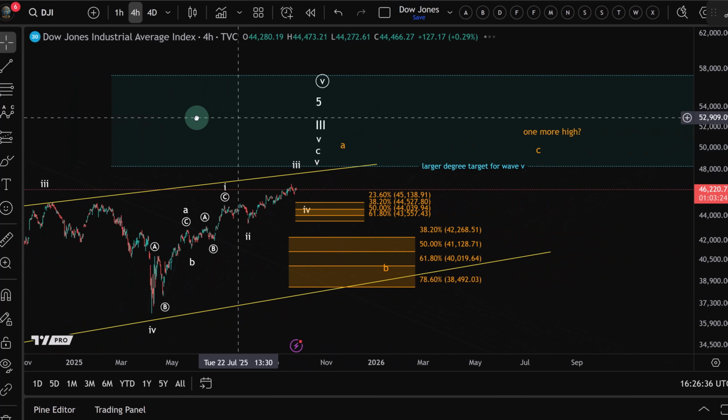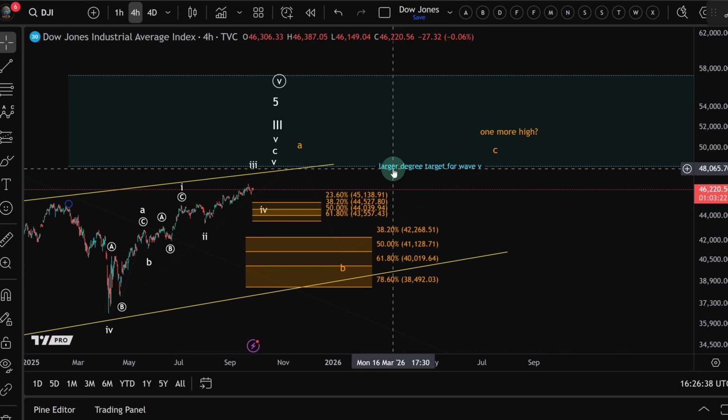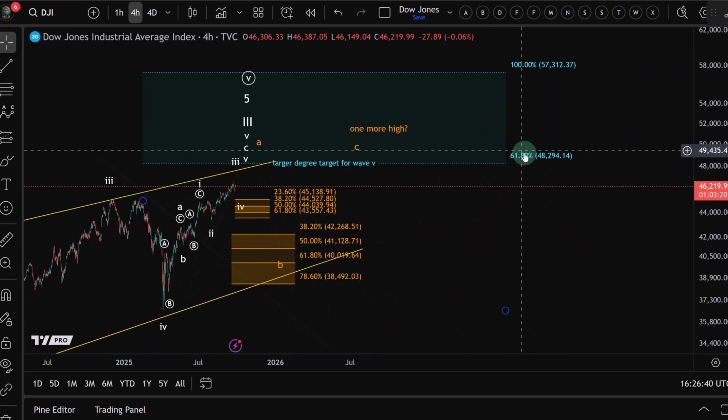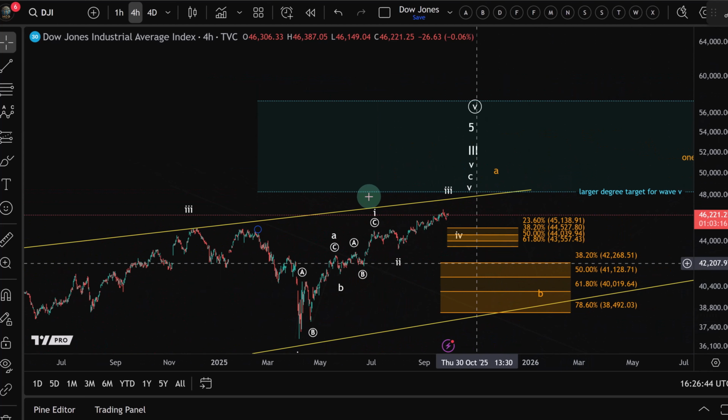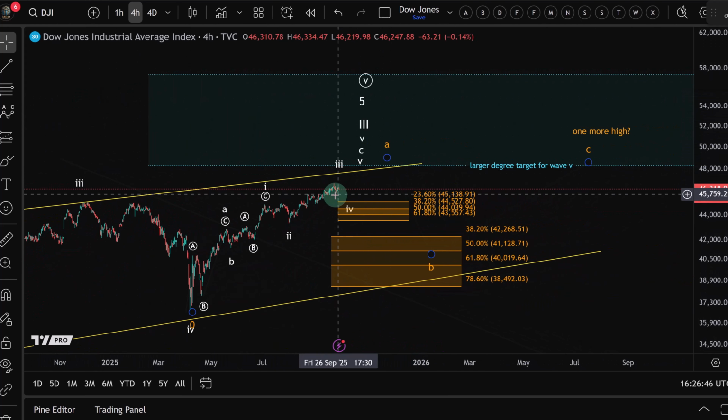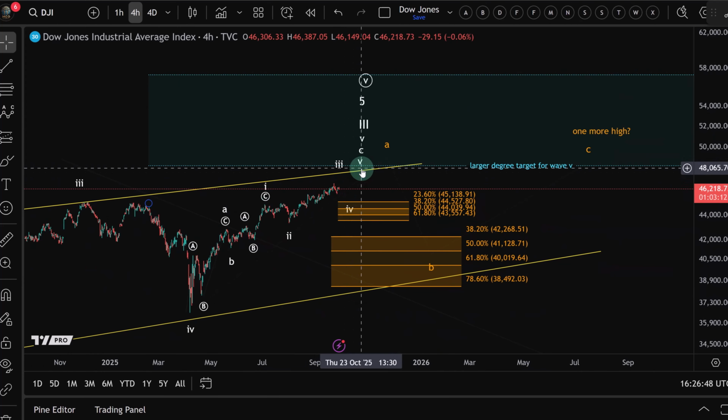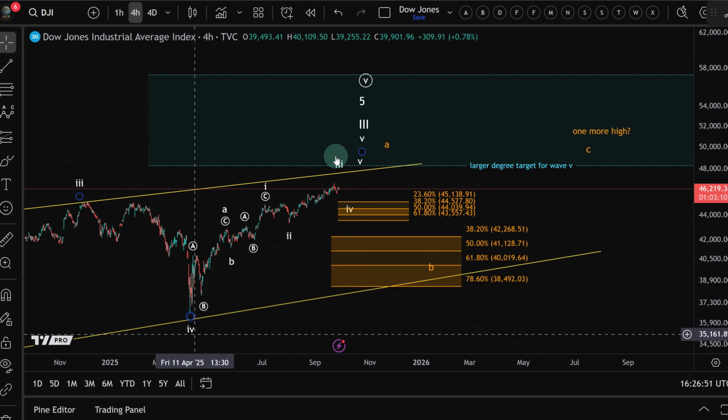I already mentioned in the last update that the larger degree target for wave 5 is around $48,300. And so ideally the price would get there. If we get there in a direct fashion, this could complete the entire fifth wave, the entire rally.